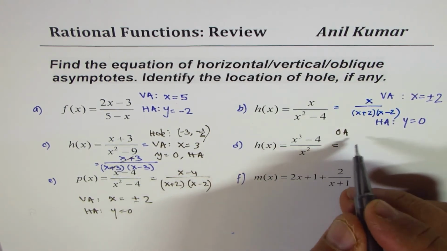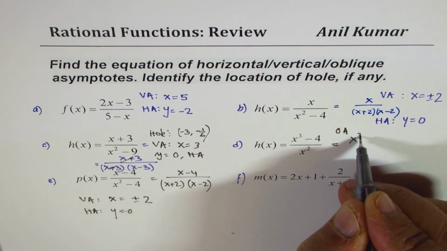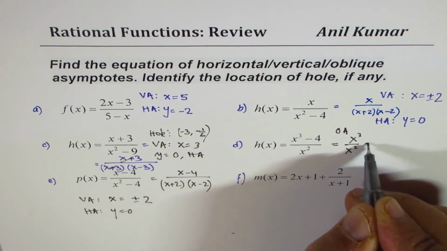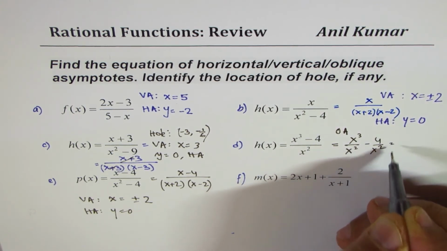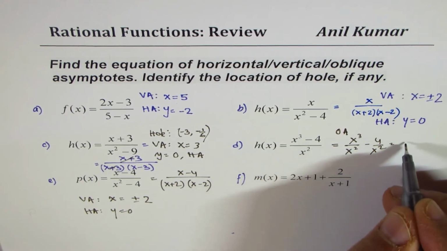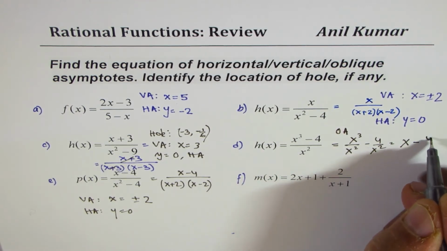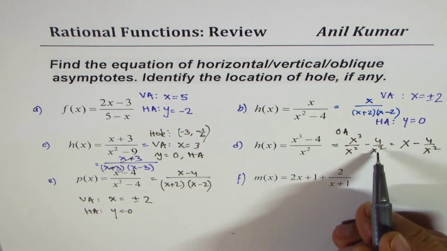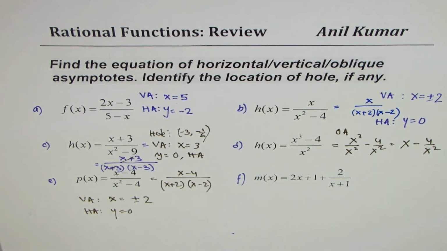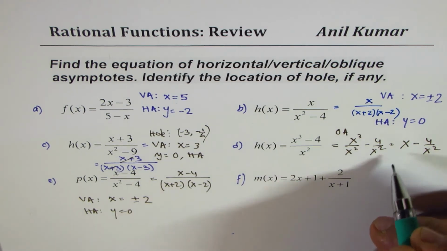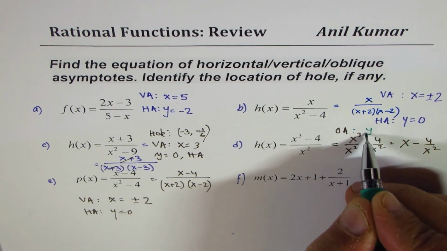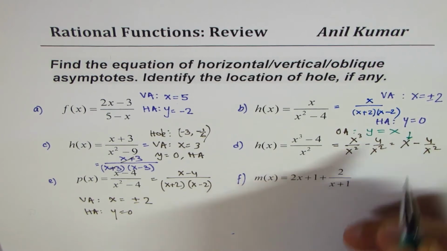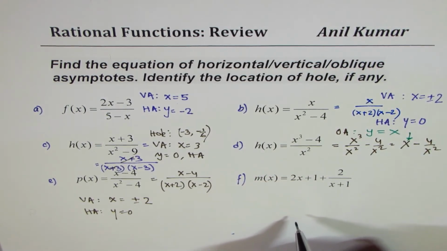Now in this particular example, you can see the degree of the numerator is higher by 1, so we have an oblique asymptote, right? To find the oblique asymptote, let's divide. Let me rewrite this, I'll do it in two steps: x cubed over x squared minus 4 over x squared. That gives me, you see clearly, x minus 4 over x squared. So we have an oblique asymptote here, correct? What is the equation of the oblique asymptote? The line x. So the oblique asymptote here is y equals x. Do you get the idea?